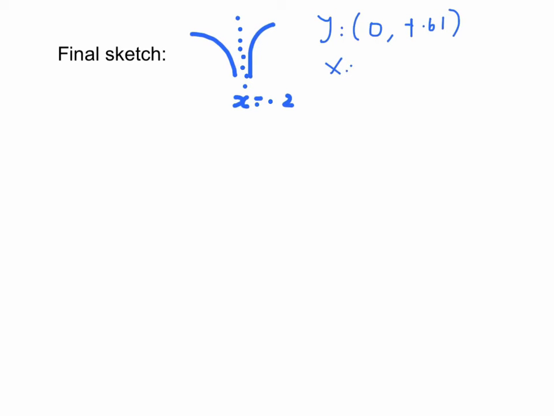So here's how I do my final sketch. I know that I have a shape something like this, and the asymptote is x is negative 2. What else do we know? We know from previous work that the y-intercept is 0, negative 1.61 approximately, and the two x-intercepts are 2.48, 0 and negative 6.48, 0. So this helps me to draw my axes and therefore sketch my graph in the right spot.